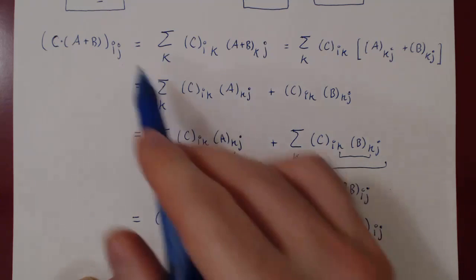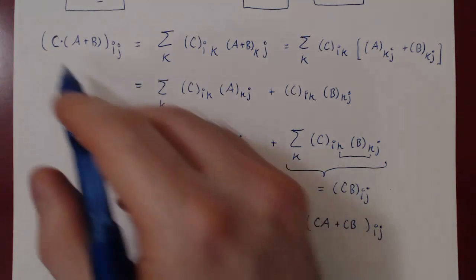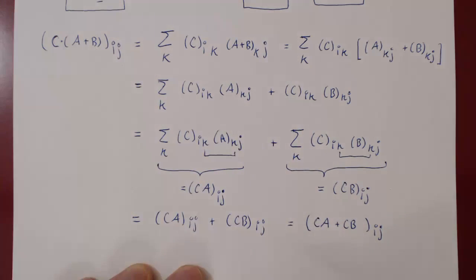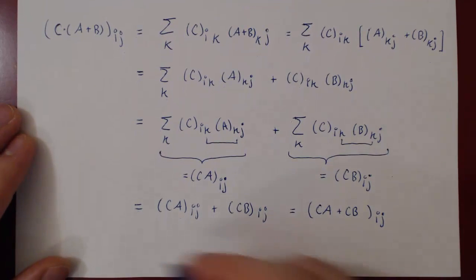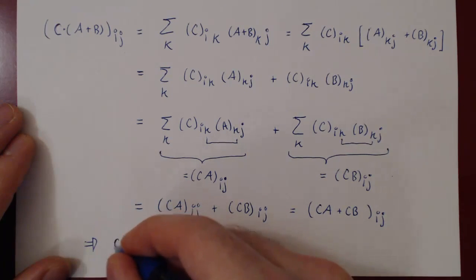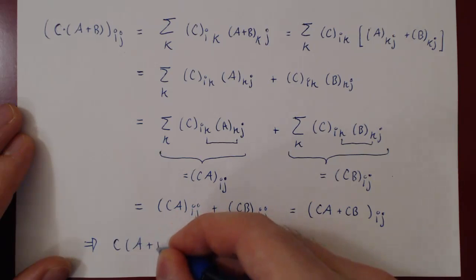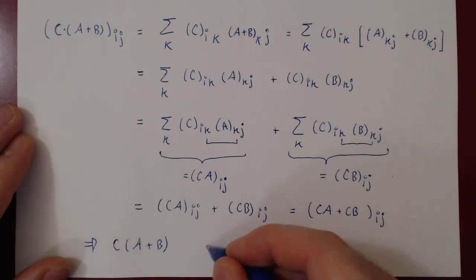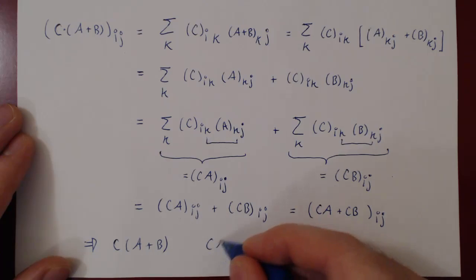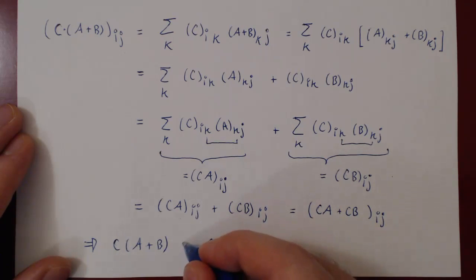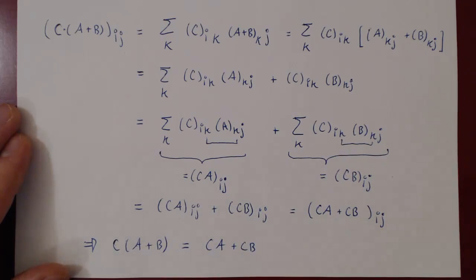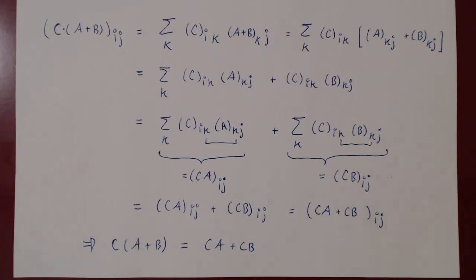But this proves that the matrix C times (A plus B) and the matrix CA plus CB have the same corresponding entries. And so this proves that the matrix C times (A plus B) equals CA plus CB. And this completes our proof. As both matrices C times (A plus B) and CA plus CB have the same corresponding entries and the same size, they are therefore equal. And we're done. Now let's prove one last property.